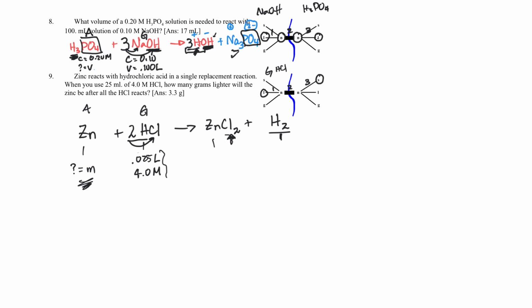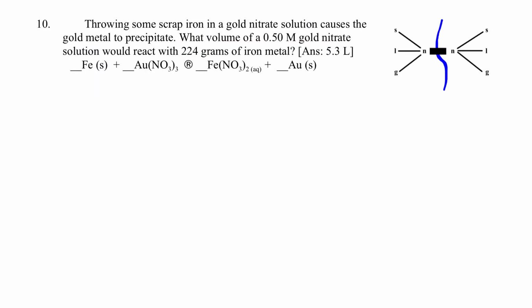Okay, last question. Throwing some scrap iron into gold nitrate, because of the gold metal precipitating, what volume would react? So here I've got a chemical reaction, I have to balance it. This is a good one to show those complex ions again. 1 iron, 1 iron. Good. 1 gold, 1 gold.